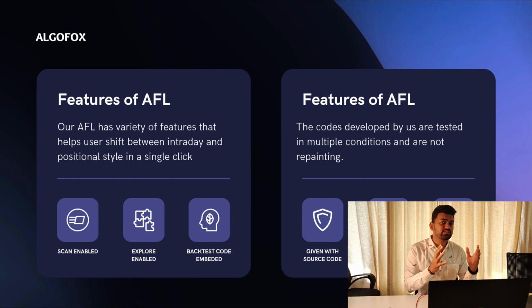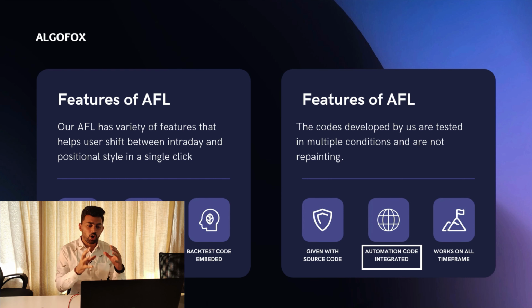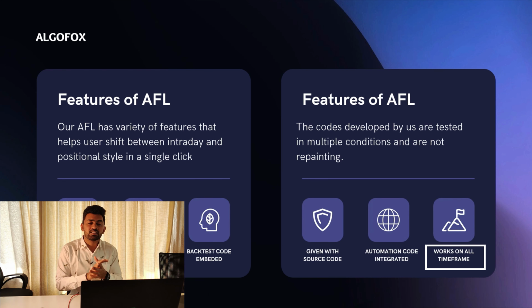Apart from this AFL, all the AFLs that we develop have these features. The AFLs are scan enabled, explore enabled. They have the backtest code embedded that works in the Indian market as well as international markets. We give the code with source code. That means you can share this code with your friends and family for multiple usage. The automation code that helps you automate trades from AMI broker to your preferred broker is also integrated, and the AFLs work on all the time frames. Let's explore how exactly Supertrend works.